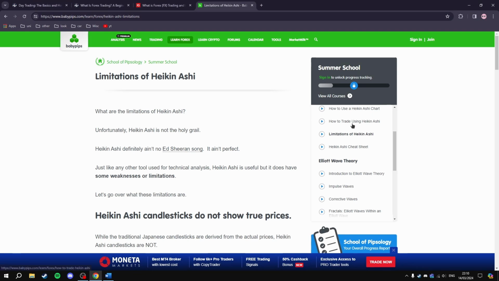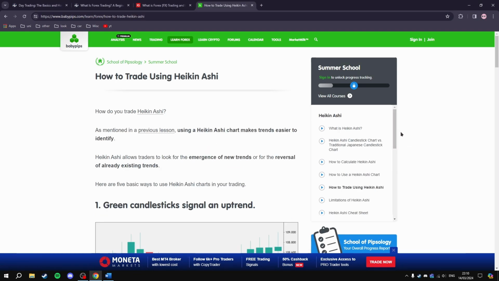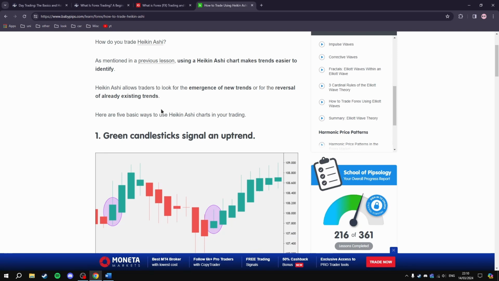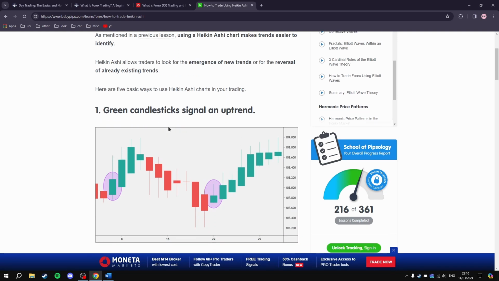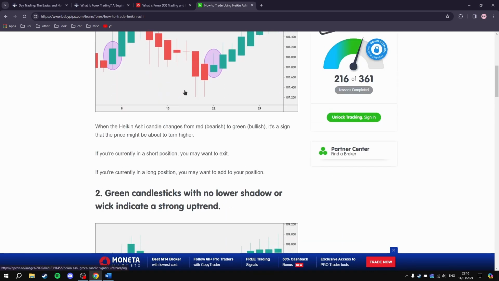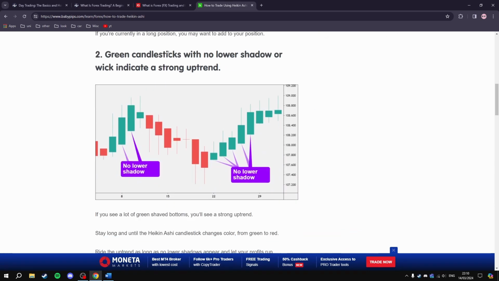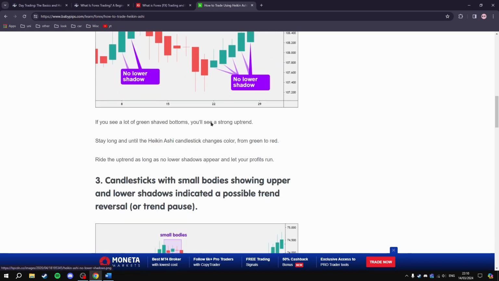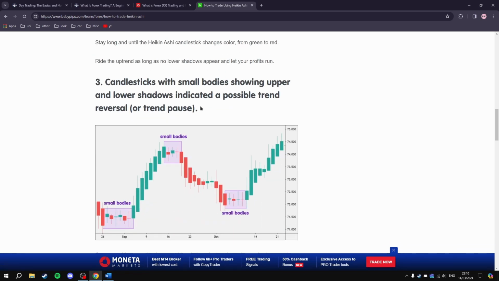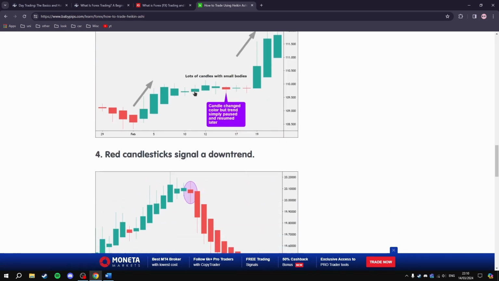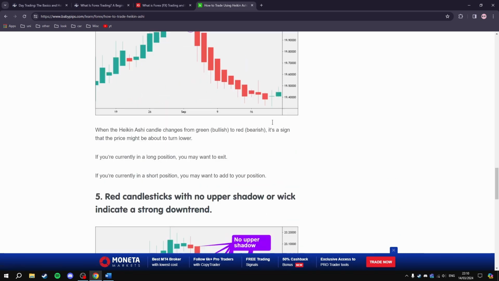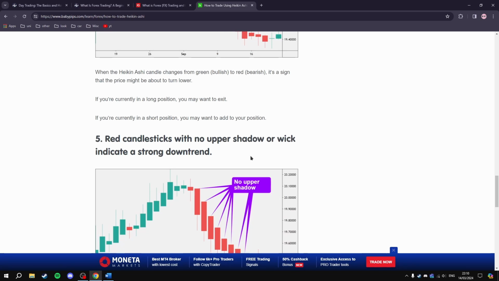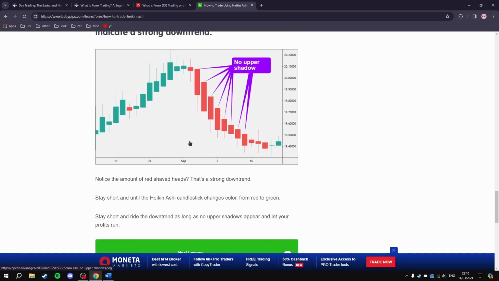So in the last video we went through how to trade using Heikin ashi. We learned about the five ways of using the Heikin ashi charts in your trading. So the green candlesticks signal an uptrend, green candlesticks with no lower shadow or wick indicate a strong uptrend. Candlesticks with small bodies showing upper and lower shadows indicate a possible trend reversal or trend pause. Red candlesticks signal a downtrend, and red candlesticks with no upper wick indicate a strong downtrend.